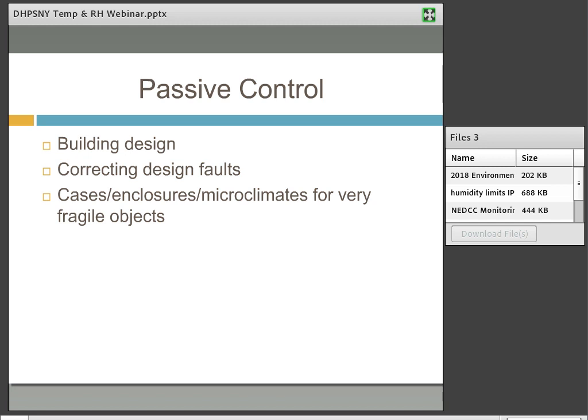Other passive control methods include constructing cases, enclosures, and microclimates for very fragile objects that have special needs. An example of this is putting a very fragile or valuable document in a sealed package, which creates a more stable microclimate and mitigates fluctuations in response to external situations.